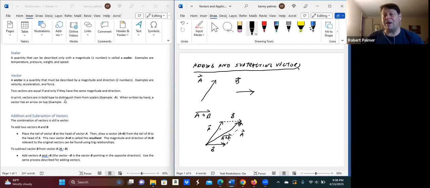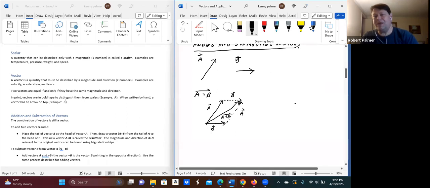Now, how I find that magnitude and direction: if I know the magnitude and direction of vectors A and B, then I can find that using trigonometry, such as the law of sines or law of cosines, depending on what you know. Okay, so that's A plus B.